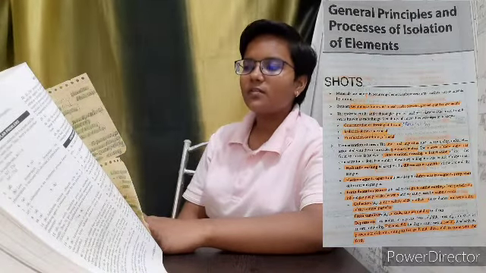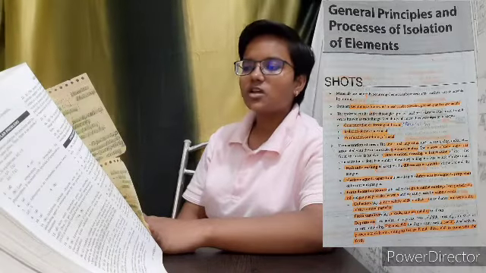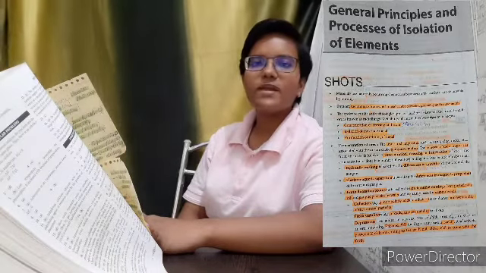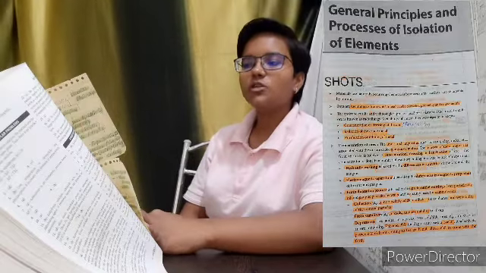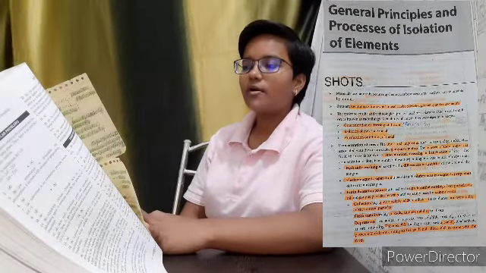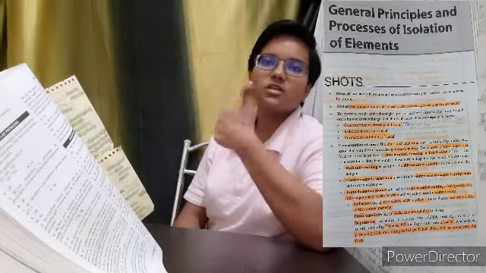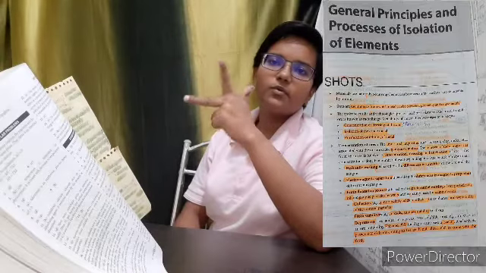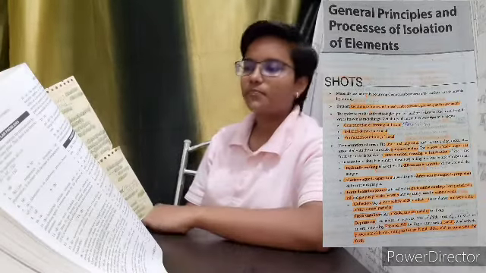Metallurgy of a metal involves three main steps: concentration or dressing of the ore, or benefaction; isolation of the crude metal; and purification or refining of the metal. Concentration, isolation and purification are the three steps.